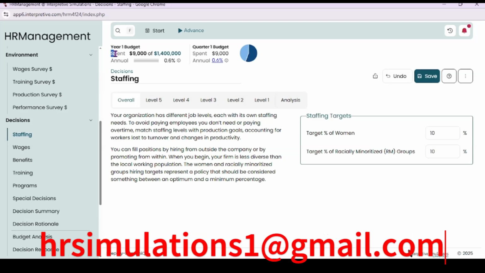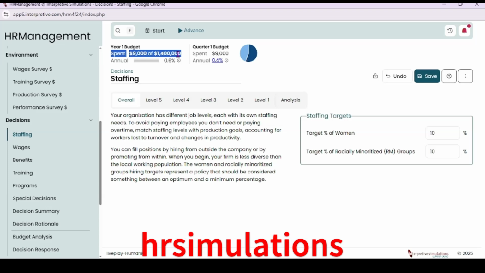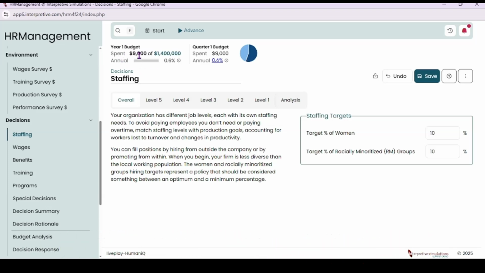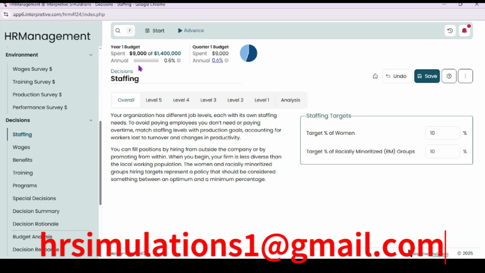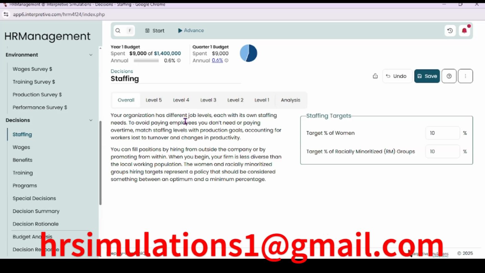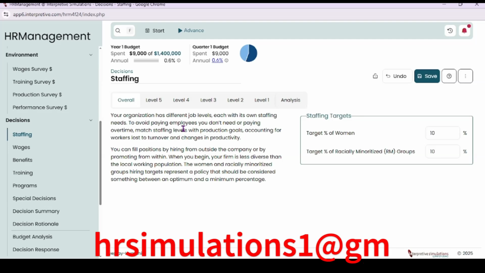So for me, I normally have this strategy that I'll spend 1 million out of 1,400,000. So for year one, I'll only spend 1 million, and mostly I'm spending on investing in the company, or building my company. Most of my decisions for this round are going to be building the company so that we can have a stable company in the simulation.